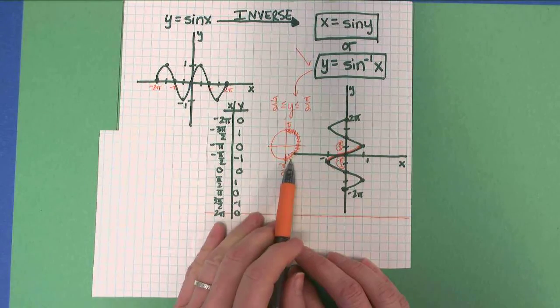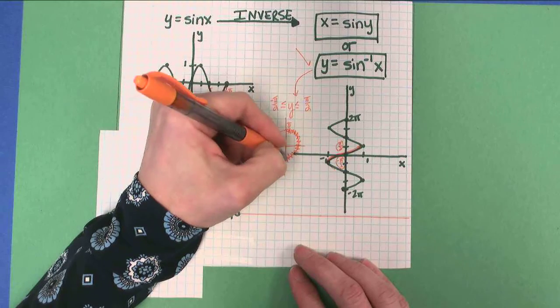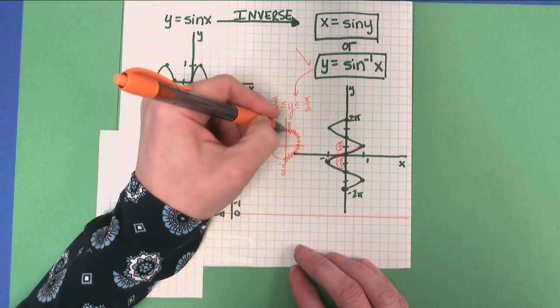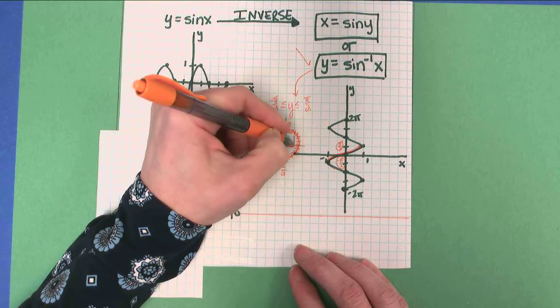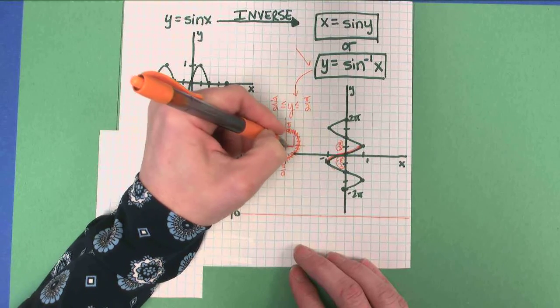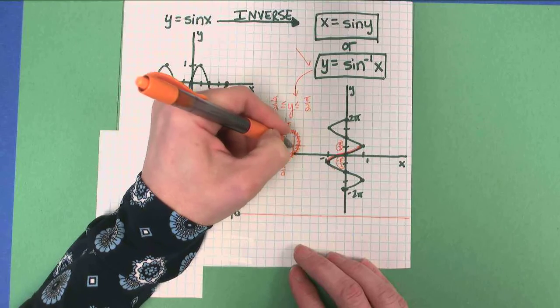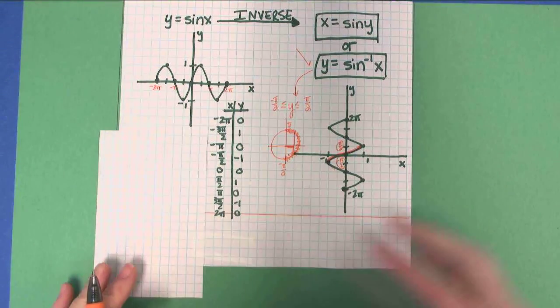I want you to note that the cosine on this half of the circle is always positive. The cosine, if you were coming to the right and up, your cosine is positive. If you were coming to the right and down, your cosine remains positive. So keep that in mind as we move forward.